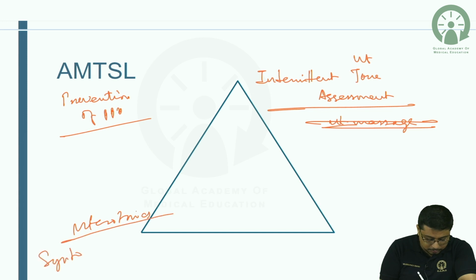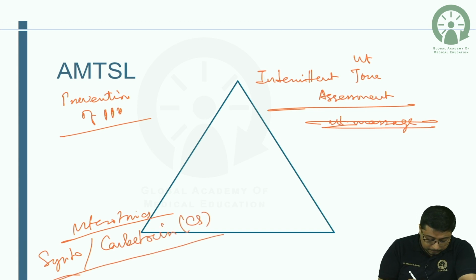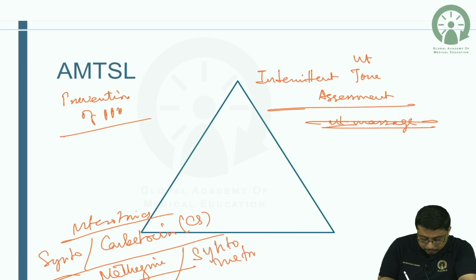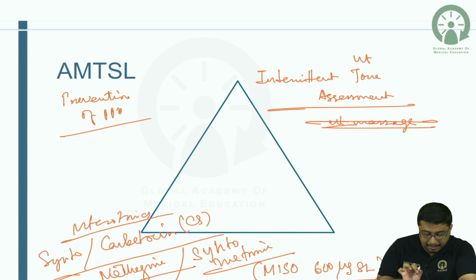Uterotonics can be oxytocin or syntocinon, or its newer generation carbetocin, which is recommended only for cesarean and not for management of PPH, only for MTSL in cesarean, or methergin, or something known as syntometrine, which is methergin and oxytocin combination, or misoprostol 600 microgram sublingual. All these are recommended. So any of the ecbolics.